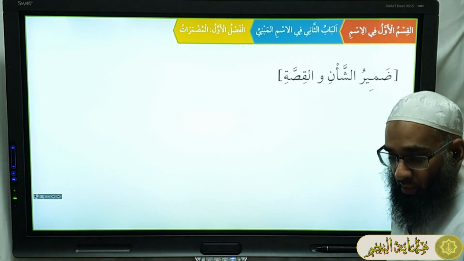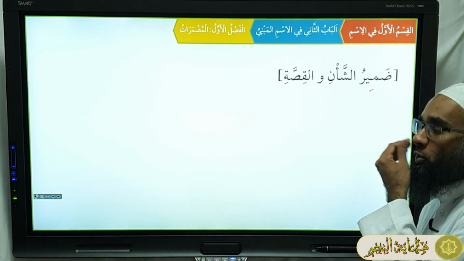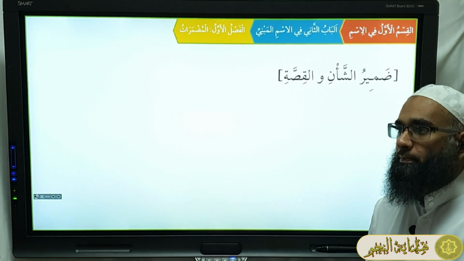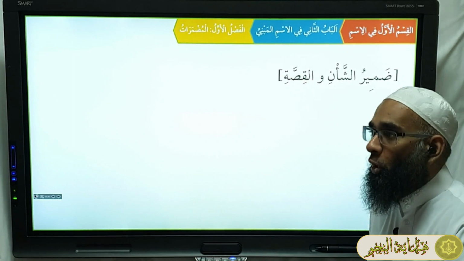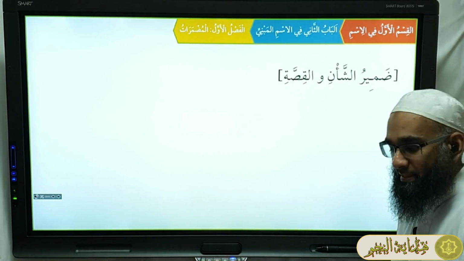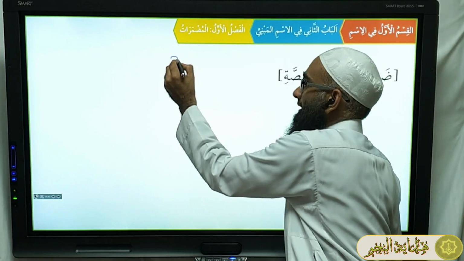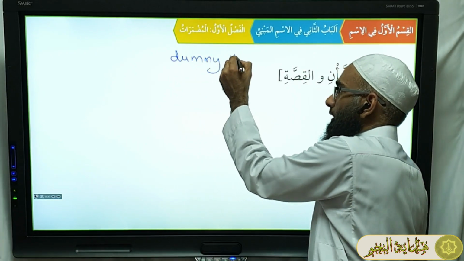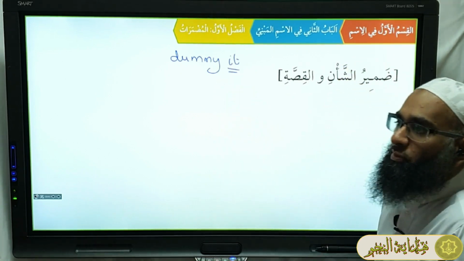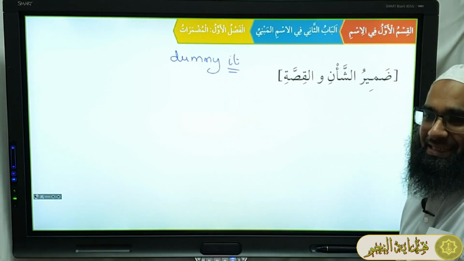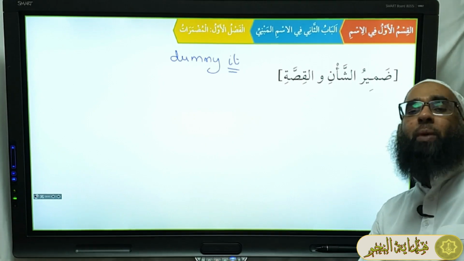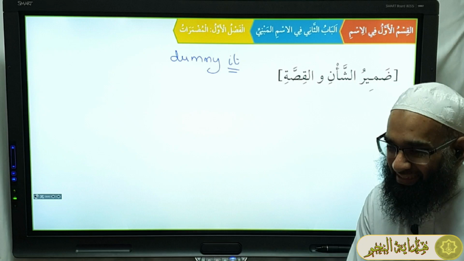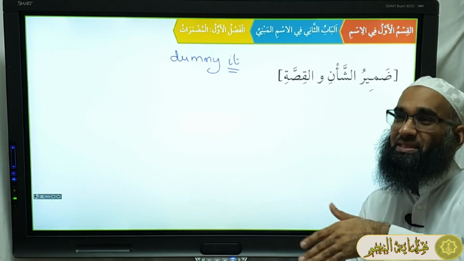Moving on, we have something called zamirul sha'ni or zamirul qissa. It is not exactly, but it's similar to the concept of what we have in English called a dummy it. So, for example, we start sentences with the word it, even though that it has no antecedent. It doesn't refer to anything before it. For example, you can say, it is amazing that... So what does it refer to? It refers to something that comes after it.